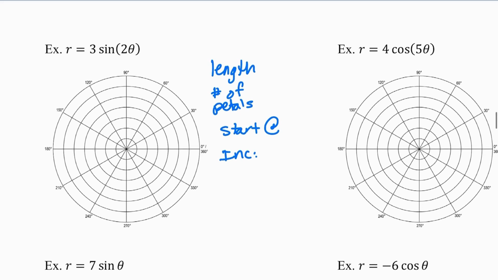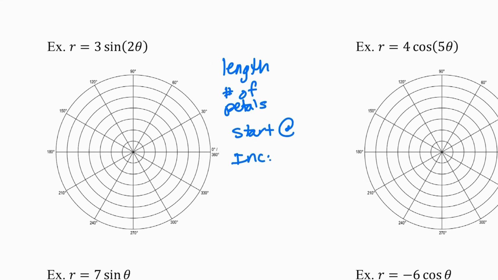So the length is the number in front of the trig function, so 3. The number of petals is based on the number that's inside of the trig function. So since we have 2 theta, that's 2 is even, so we're going to have twice as many petals. Since this is sine, we're going to start at 90 divided by n. N is the number that's being multiplied with theta, so 2. So we're going to start here at 45 degrees. So that means the first point I'm going to have is at 45 degrees with the length of 3. 1, 2, 3. That's where my first point is. That's where I'm going to start.